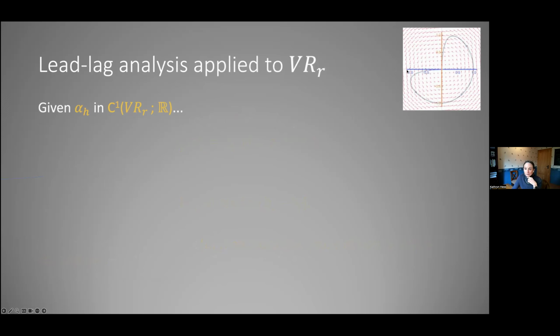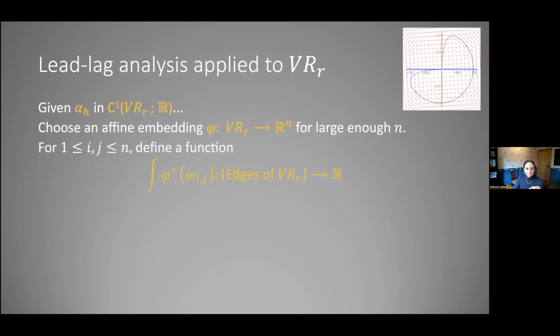So here's a reminder of the picture we use when we're thinking about leading and lagging, which coordinate is leading which coordinate. So now suppose that we have our harmonic representative of our cyclic structure. So it's some function from the edges of VR to the real numbers. And what we're going to do is choose some affine embedding, so it's a nice geometric representation. We're going to take this VR and embed it into R^n for a large enough n so that all of the points are embedded in an affine way. You can always find an n big enough to do that.